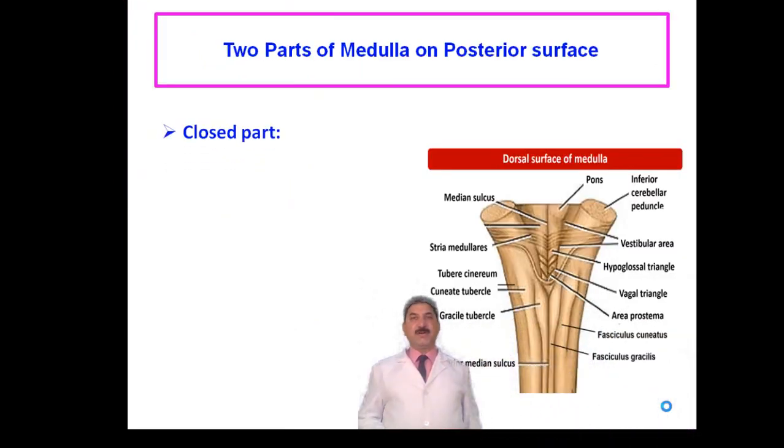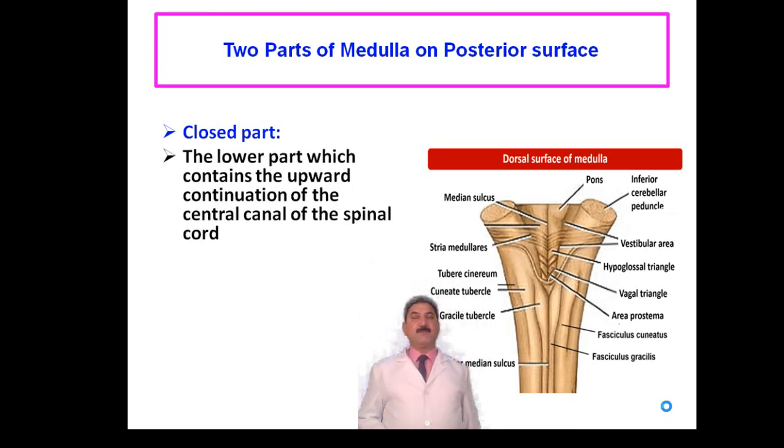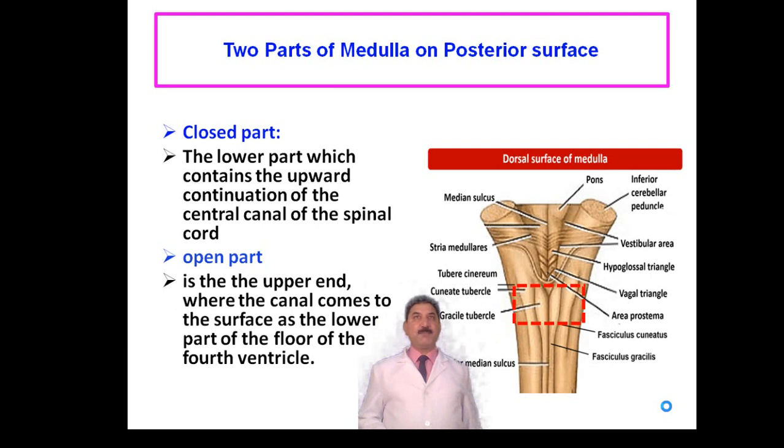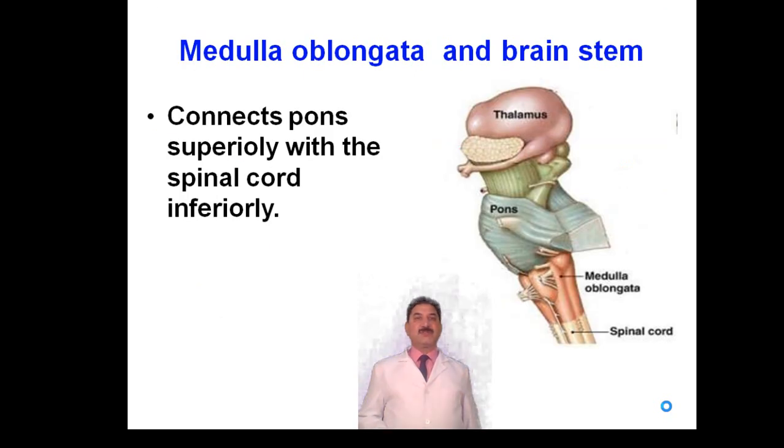There are two parts of medulla oblongata on posterior surface. Closed part of medulla oblongata is lower part of the medulla oblongata, where it encloses the central canal, as shown by this red dotted line. On the posterior surface, upper part of the medulla oblongata forms floor of fourth ventricle. This part of medulla is open because it does not enclose the central canal. So, medulla oblongata connects superiorly located pons with the spinal cord, which is located inferiorly.